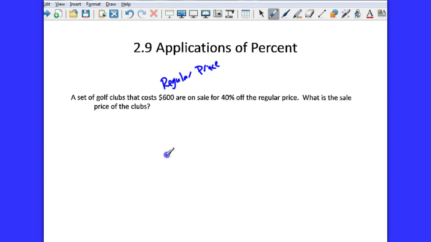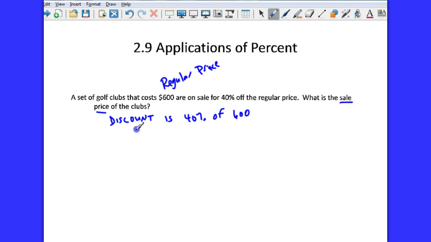Well, again, you can do this either way, but you have to justify the work. You have to have a variable, whether you do the proportion or the equation. Okay, well, here's what I'm going to think. The first thing I have to do is figure out what the discount is. And I know that the discount is 40% of $600. Now the discount's not the answer. They're asking me for the sale price, but I can't find the sale price if I don't know the discount.